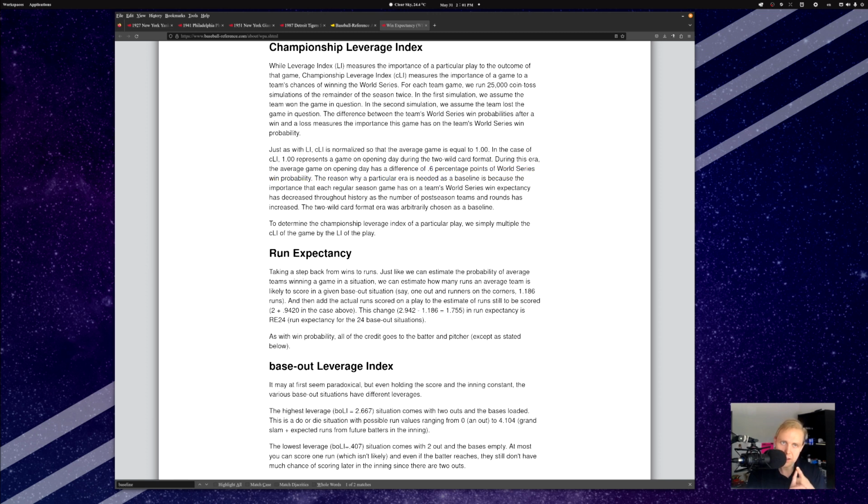Question number 1 is, how do you calculate the baseline? And question number 2 is, what if I went through the history of baseball and recalculated this using the original baseline for a team's win on opening day as the actual baseline for a game, right? Would that change things? It would change the number, definitely.